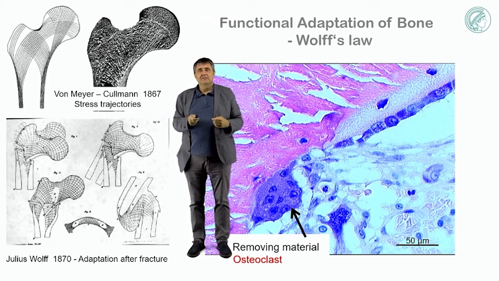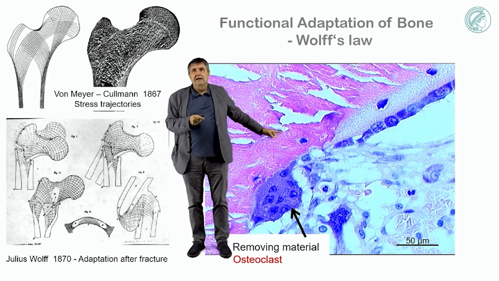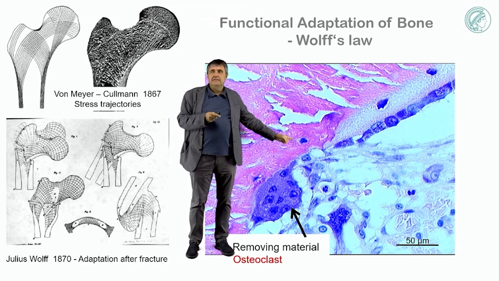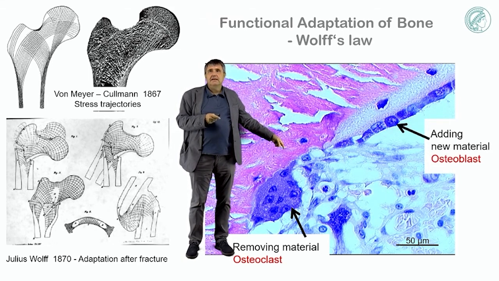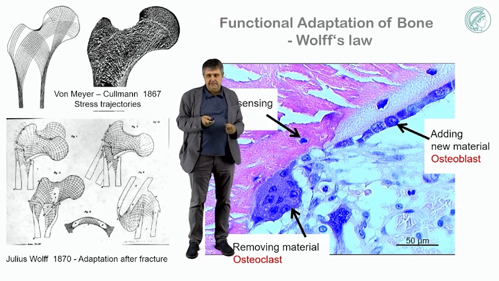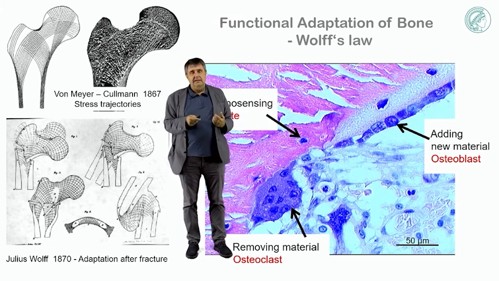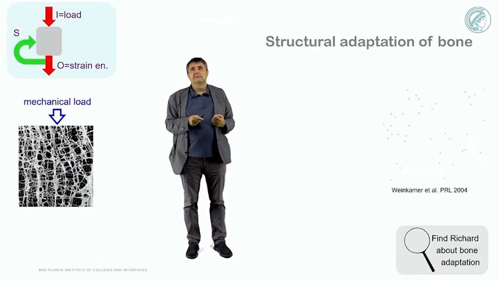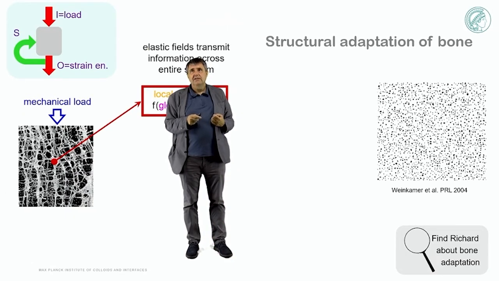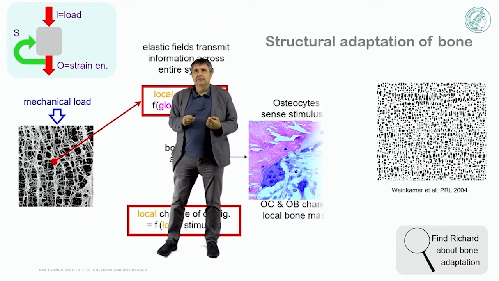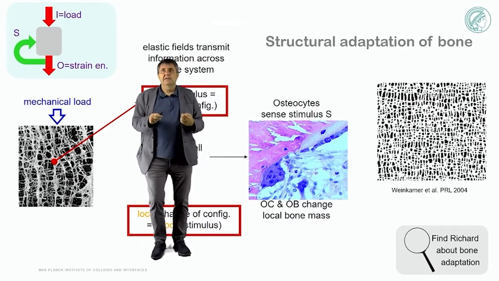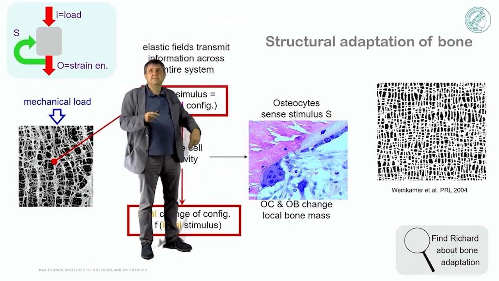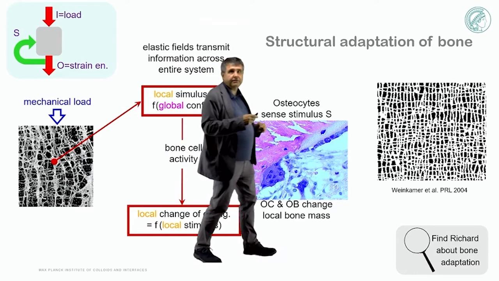And responsible for this specific remodeling are cells that we can see here. Some cells that are growing bone, some cells that are removing bone, and some cells that are measuring the mechanical stimulus. So how is this working? Very briefly, it is working by a feedback loop that you have schematically shown here.